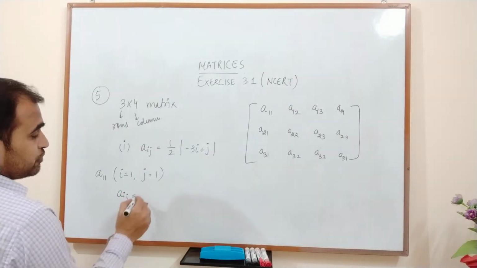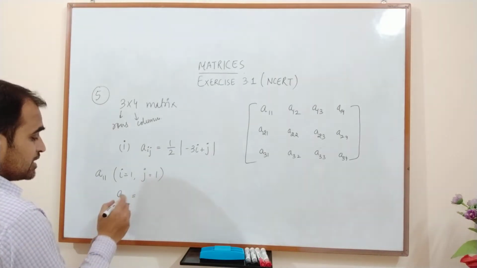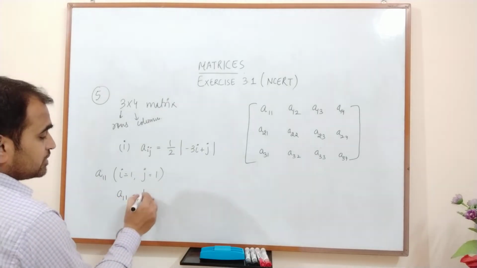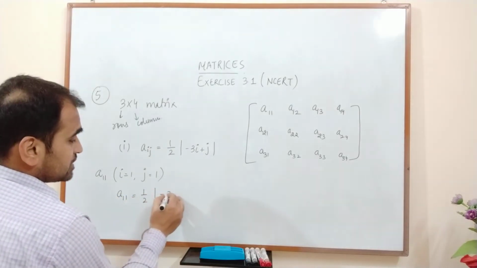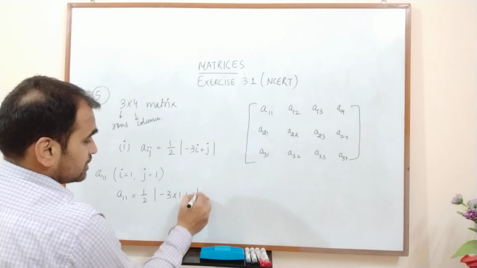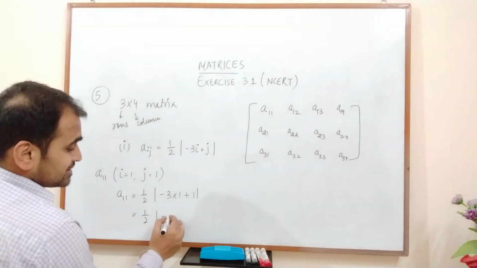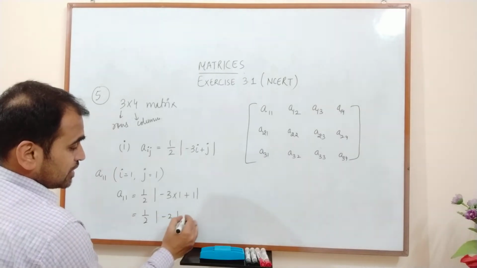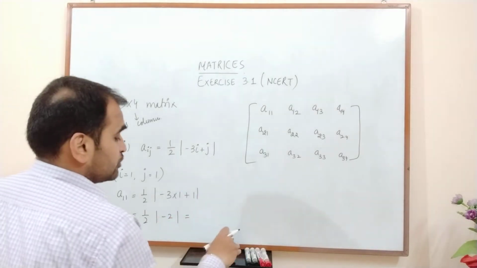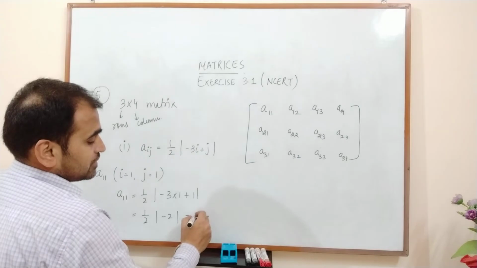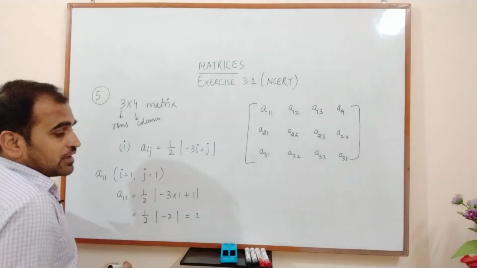So if you put these values of i and j in this element, a11 will be equal to 1 by 2 of mod of minus 3 into 1 plus 1. If you simplify this, minus 3 plus 1 is minus 2, and because of mod this value will be converted to a positive number, and this 2 by 2 will become 1. So the value of a11 is 1.